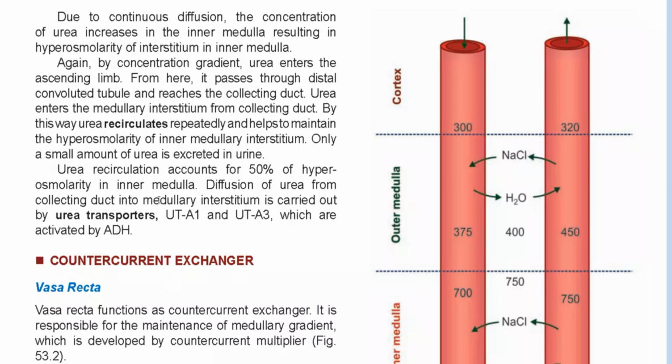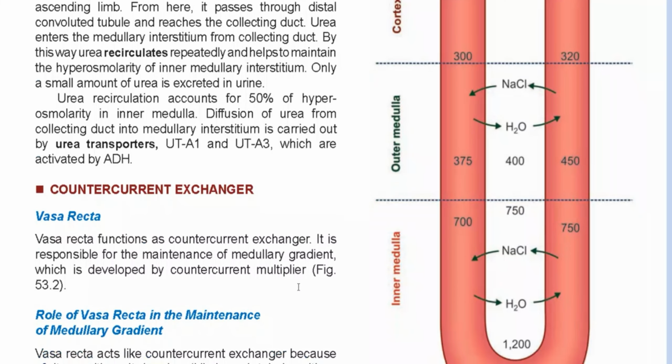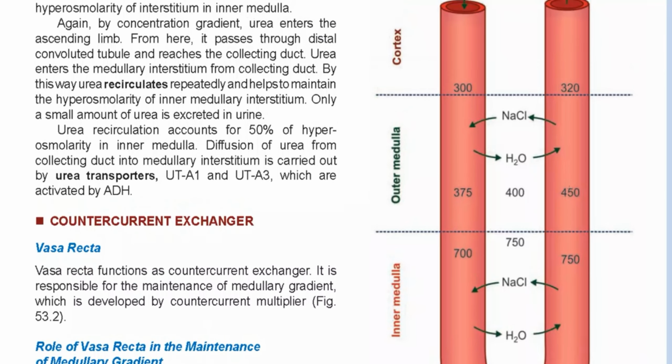First of all, the counter-current exchanger mechanism. As we know, the Vasa Recta functions as a counter-current exchanger, and it is responsible for the maintenance of the medullary gradient, which is developed by the counter-current multiplier. In this figure, it is clearly shown that 300 milliosmol comes to 320 milliosmol, and also 375 and 700. In this way, it can be exchanged.